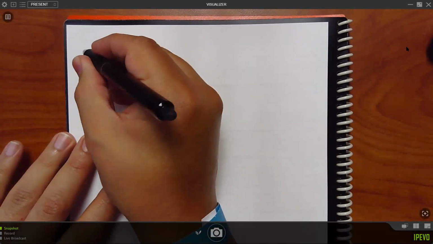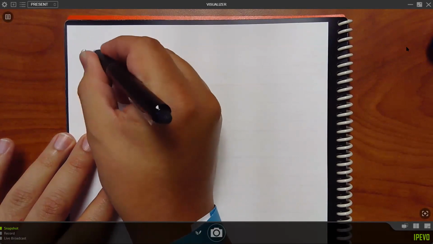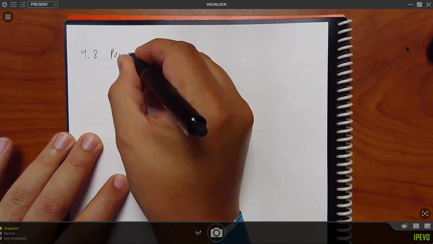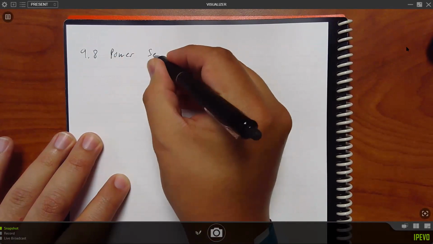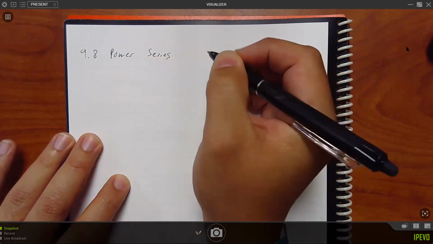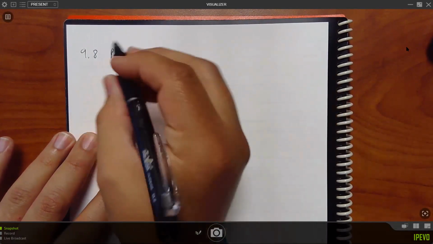Let's write down all our theorems. There. 9.8 power series. There's a definition of power series.